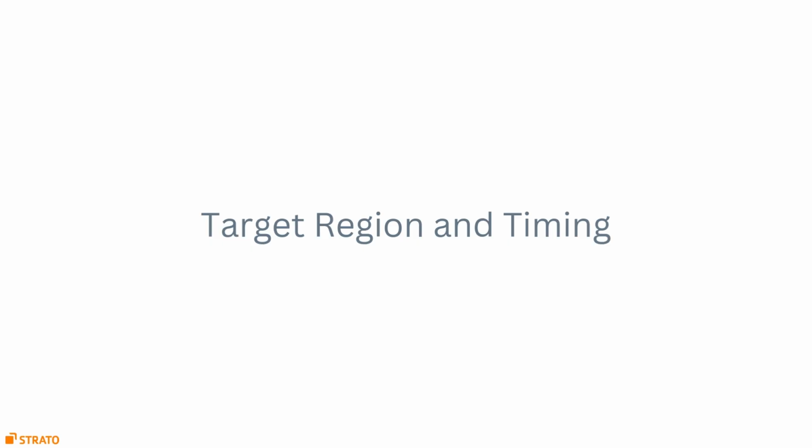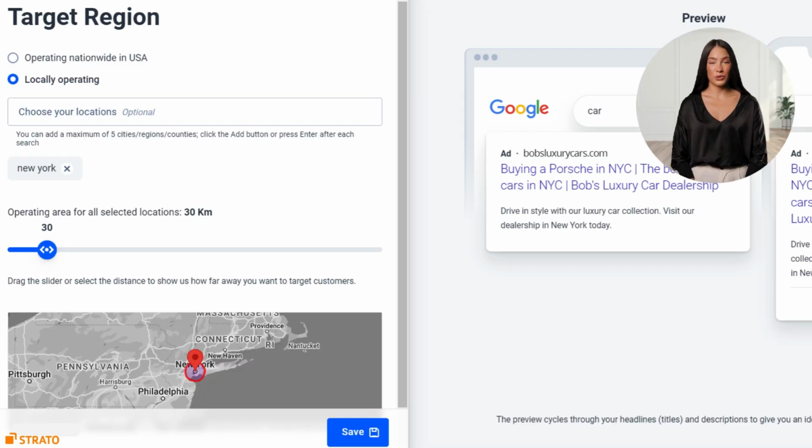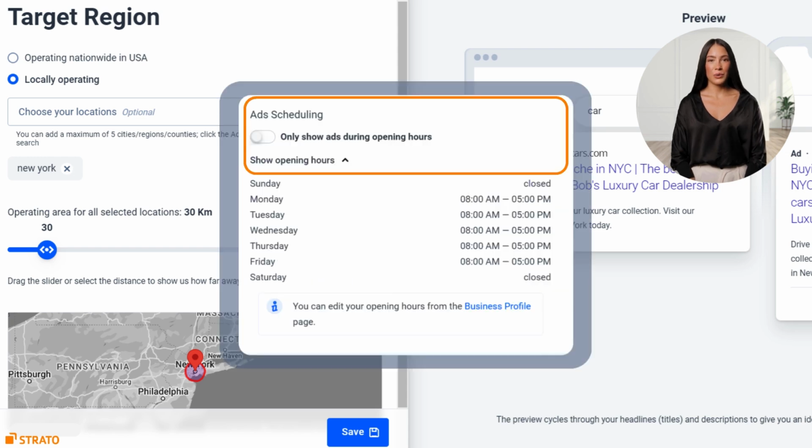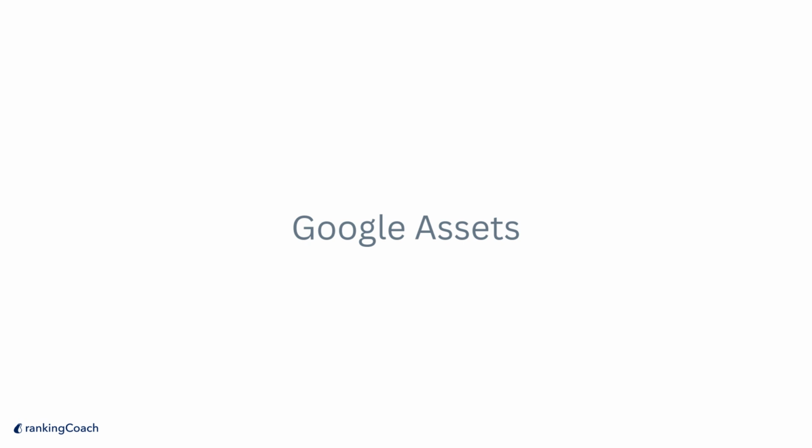A quick note on the target region and timing. Make sure to select the appropriate target region. If you run a local business, you should limit your campaign to a specific area to avoid wasting your budget on irrelevant clicks. Additionally, decide whether your campaign should run only during business hours or 24/7.